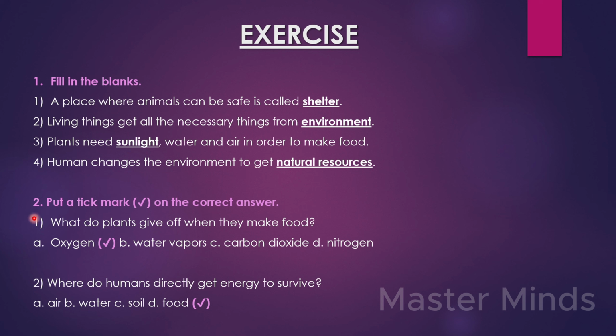Exercise number 2. Put a tick mark on the correct answer. 1. What do plants give off when they make food? Oxygen. 2. Where do humans directly get energy to survive? Food.